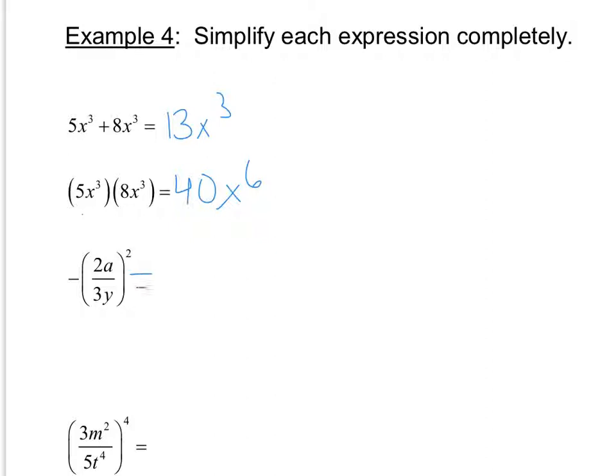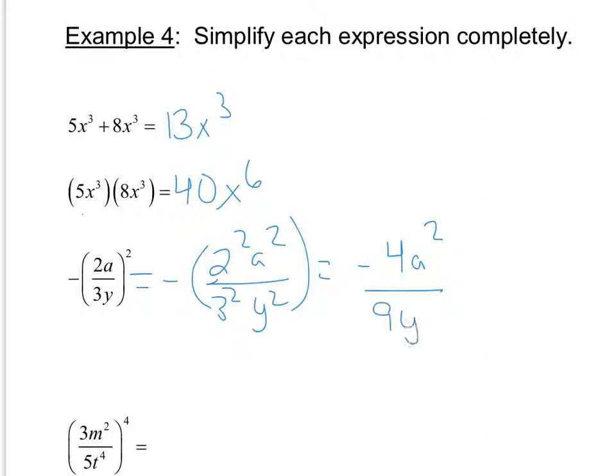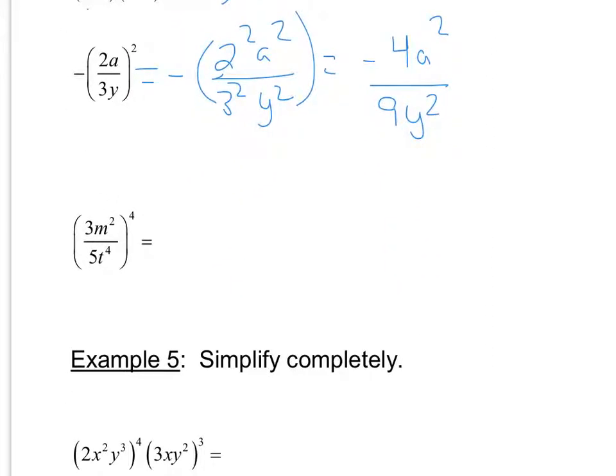Okay, so this one we still have the negative. That'd be 2 squared a squared over 3 squared y squared. So you get negative 4a squared over 9y squared. Hopefully we're remembering doing these previous years. Okay. What do you do when you have a power to a power? Multiply. So it's 3 to the 4th, m to the 8th, 5 to the 4th, t to the 16th.